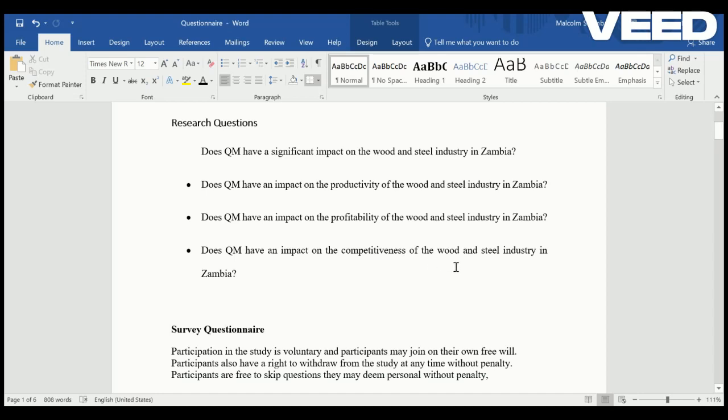So our study variables in this case were quality management and productivity, quality management and profitability, quality management and competitiveness. In this case, quality management being the independent variable and productivity being the dependent variable, profitability being the dependent variable, competitiveness also being a dependent variable.